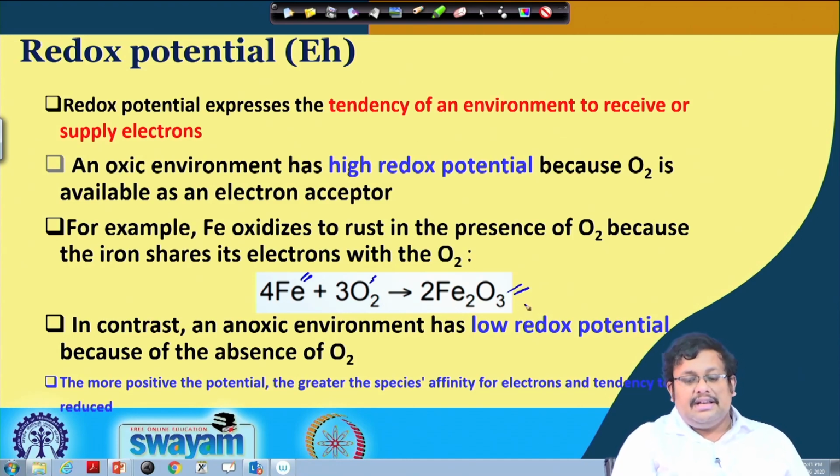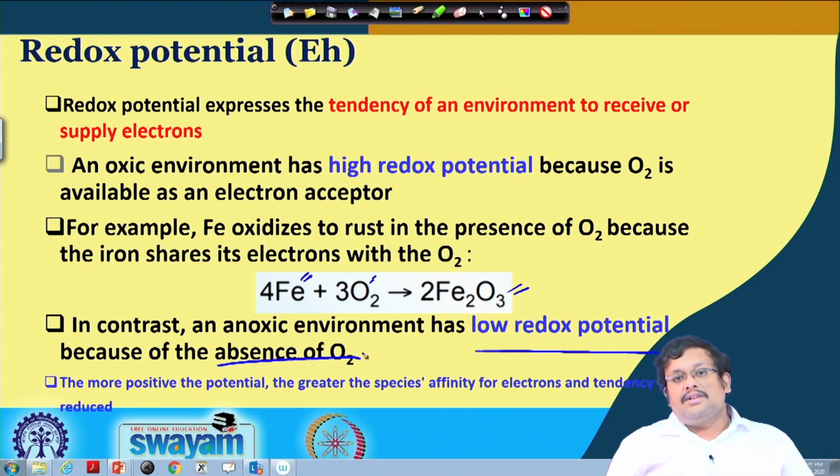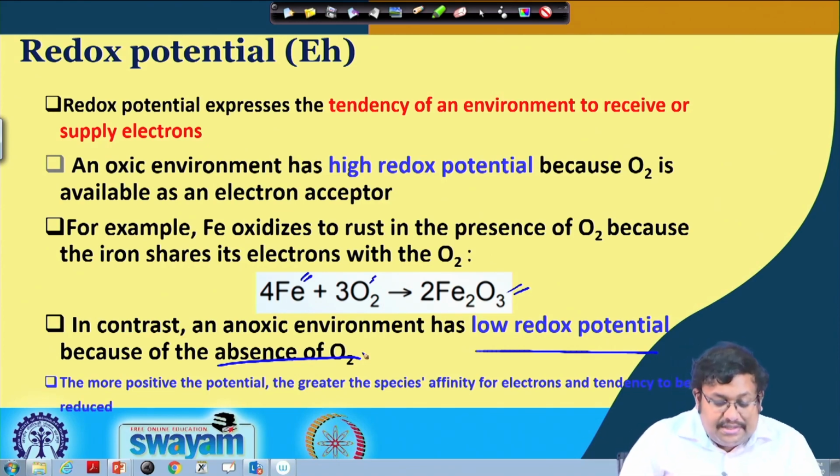In contrast, an anoxic environment has a low redox potential because of the absence of oxygen. So, redox potential gives you an indication whether a particular environment is oxic or anoxic. An oxic environment has high redox potential. An anoxic environment has low redox potential because of the absence of oxygen.